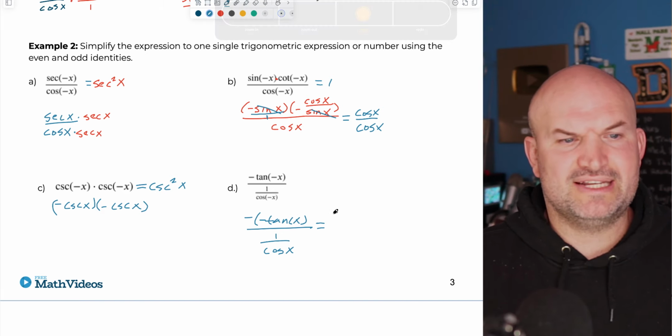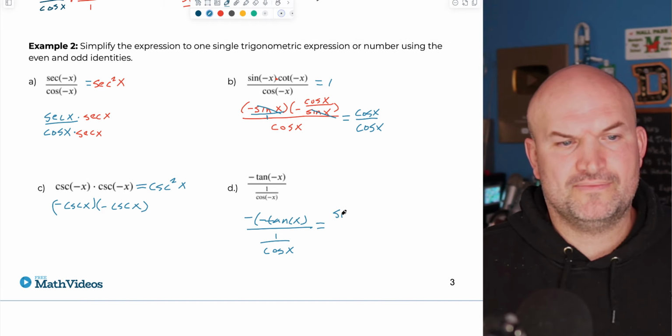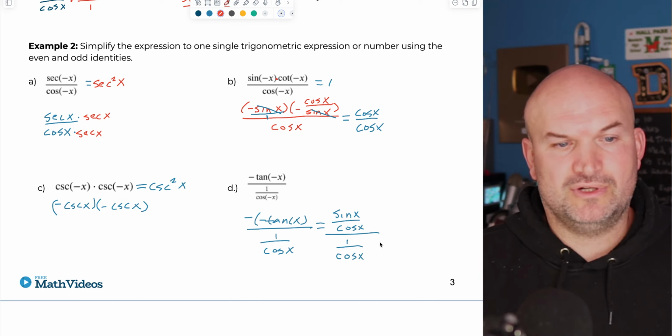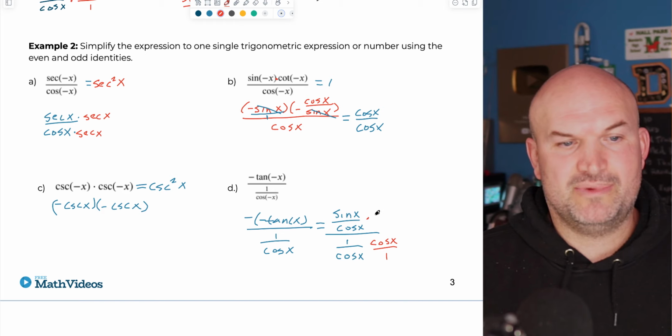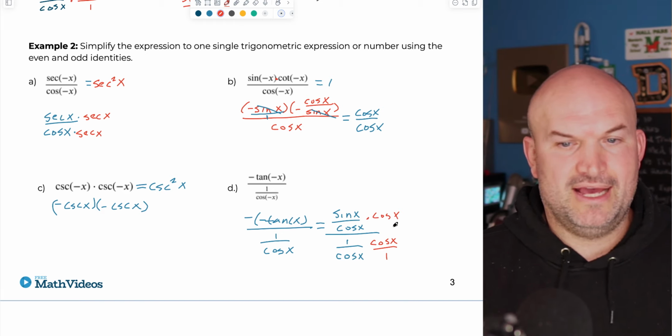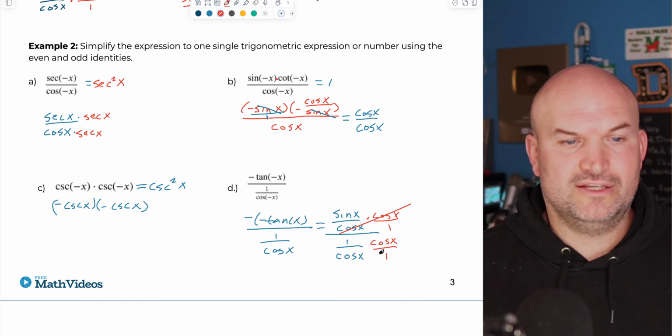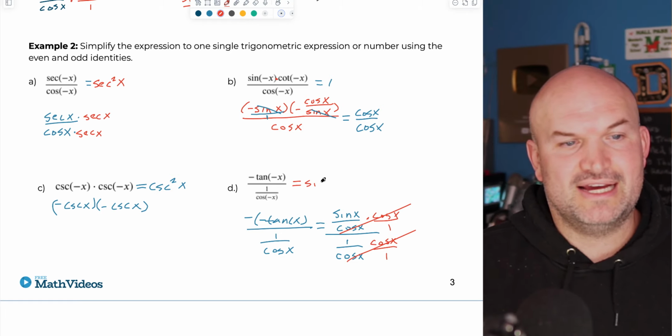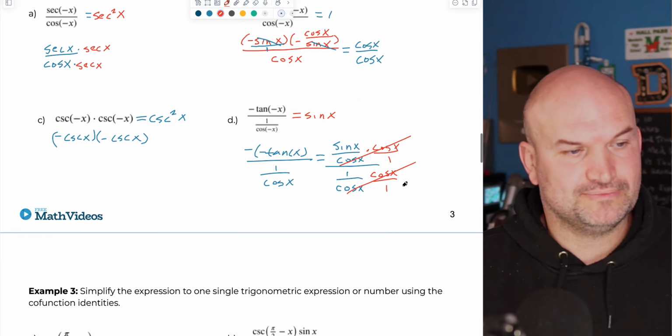So I can rewrite tangent as a sine over cosine, right? That's tangent. And then this is going to be a 1 over a cosine of x. So if I want to multiply by my reciprocal, I'll just multiply by cosine of x on the top and on the bottom. And when you go ahead and do that, you can see again, the cosines are all going to divide out, and it's just going to leave me with a sine of x.